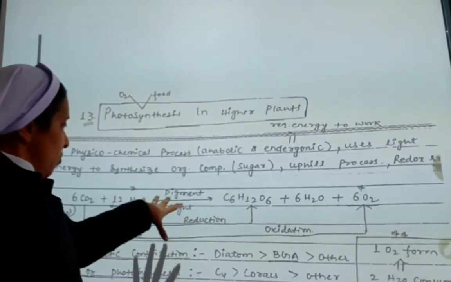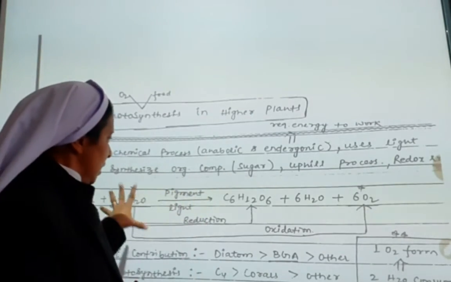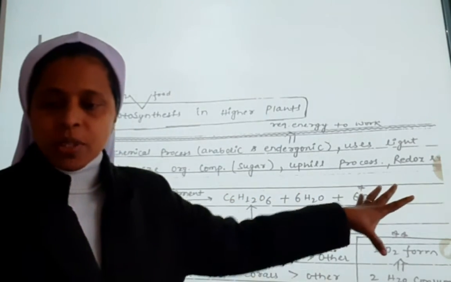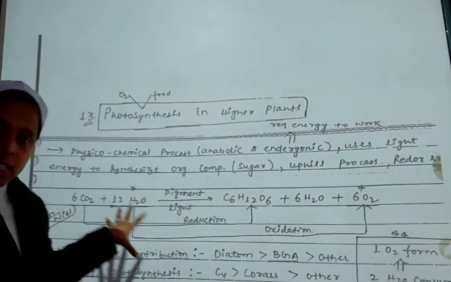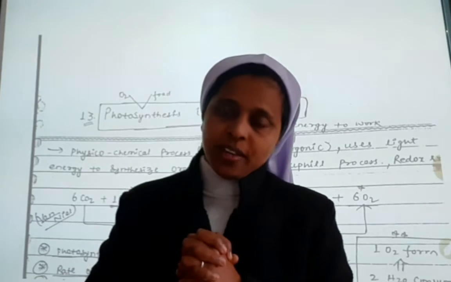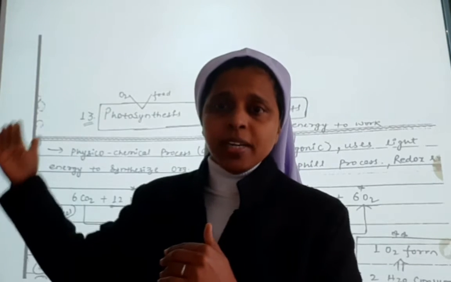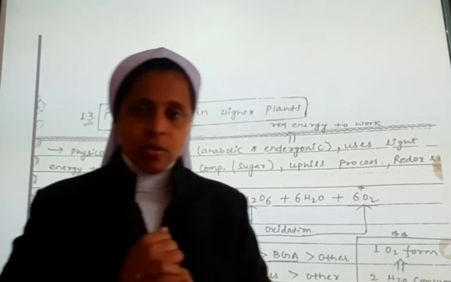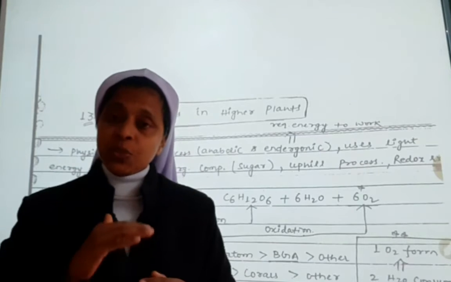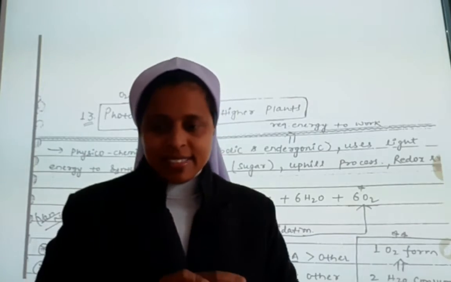So in the presence of pigments and light, in the light reaction, carbon dioxide and water molecules are consumed and oxygen is formed. Here 6 CO2 and 12 H2O. These two are the lower energy compounds. What is taking place in this equation? The lower energy compounds are being converted to higher energy compounds. This transformation from lower energy to higher energy is possible only in photosynthesis.